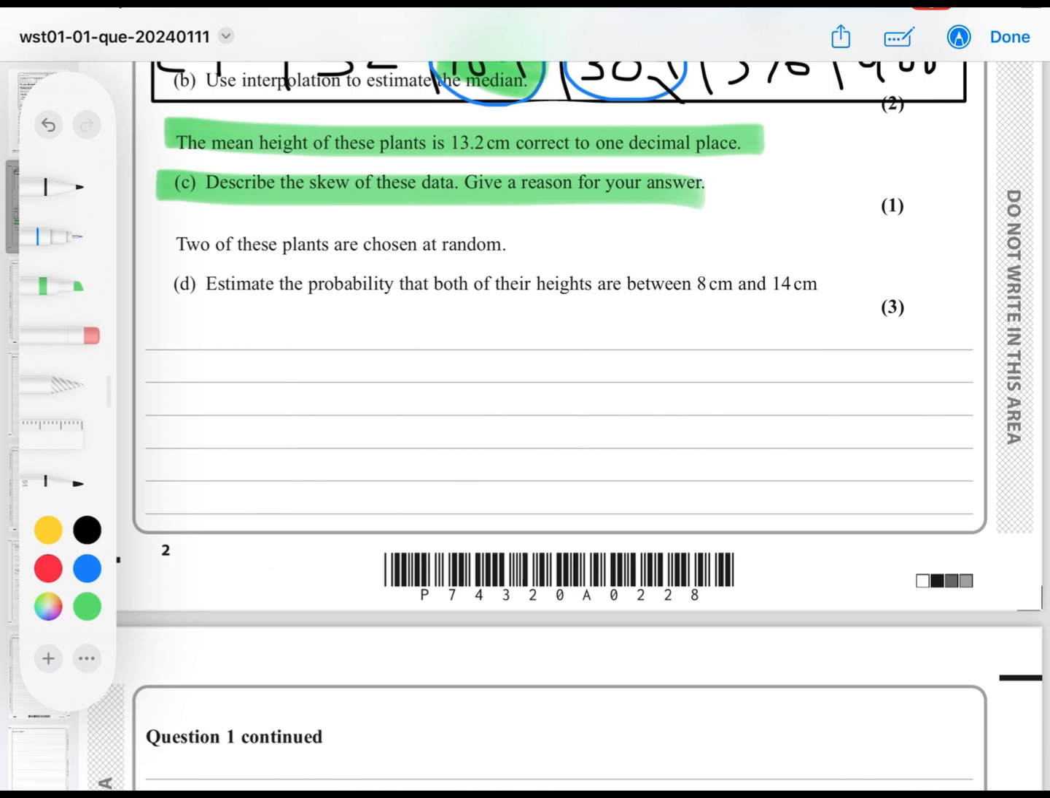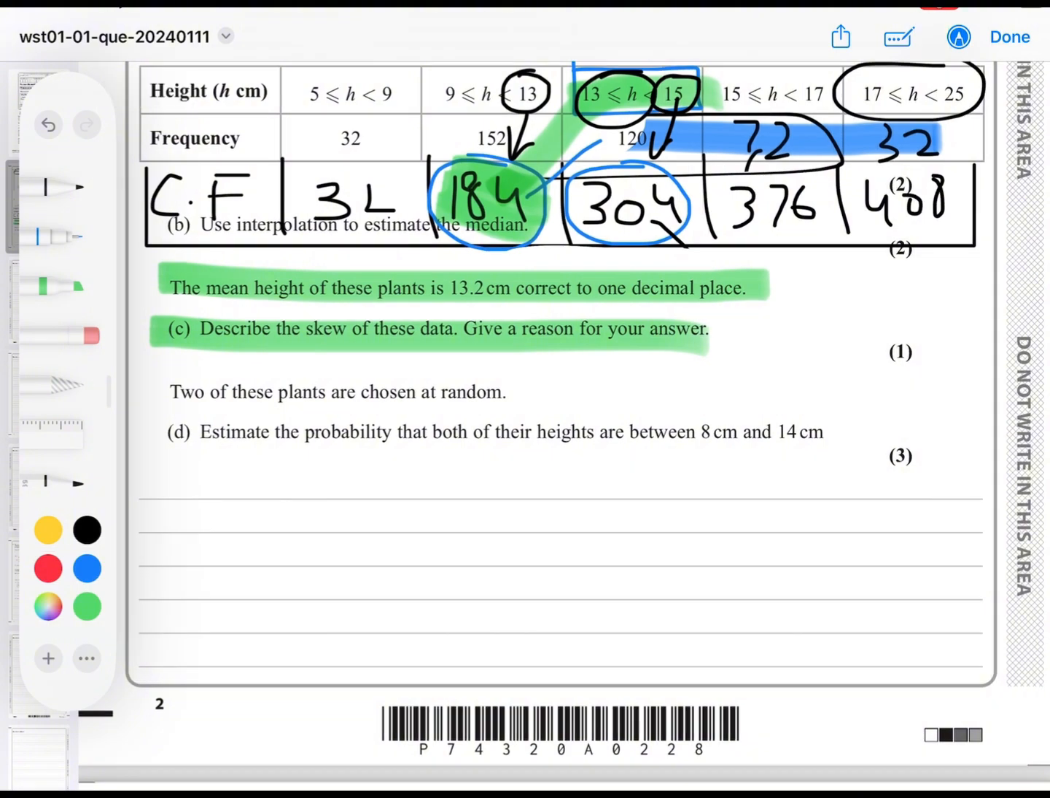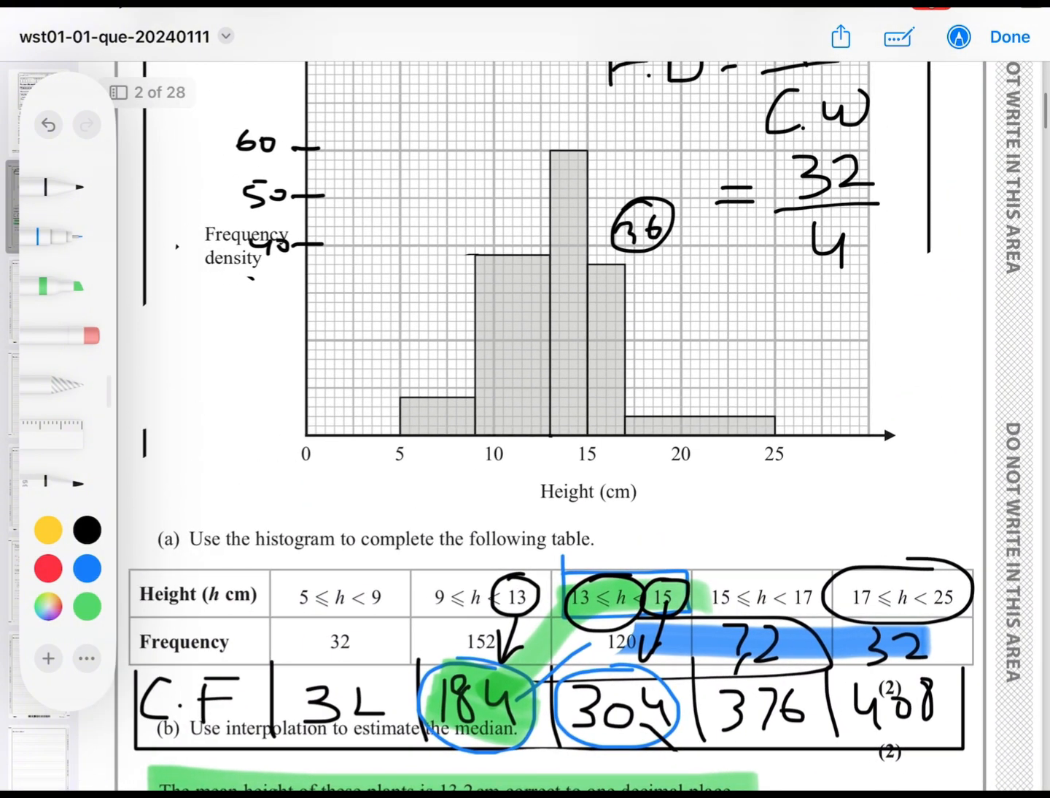Now, two of these plants are chosen at random. Estimate the probability that both of their heights are between 8 centimeters and 14 centimeters. Okay, so if we look at the graph, from 8, 5, 6, 7 and 8, from 8 till 14. So 14 will be here.